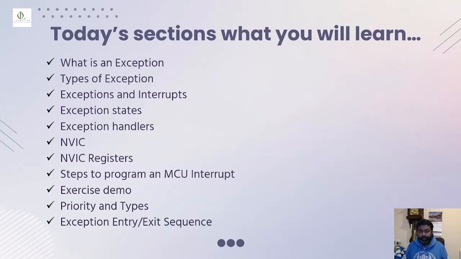And then what is an NVIC, nested vectored interrupt controller? And we're going to learn about the NVIC registers, where they are used. And then we're going to learn about the steps to program the microcontroller interrupt unit. And then there is an exercise to show all this in a demo, and then we're going to learn about the different priority levels and the different types of the priorities. And then we'll end up learning with the exception. There are two sequences, the entry sequence and the exit sequence. So we're going to learn all of this in today's session.